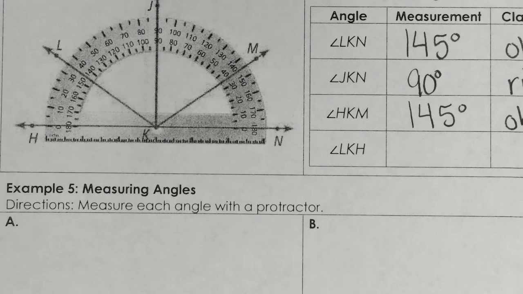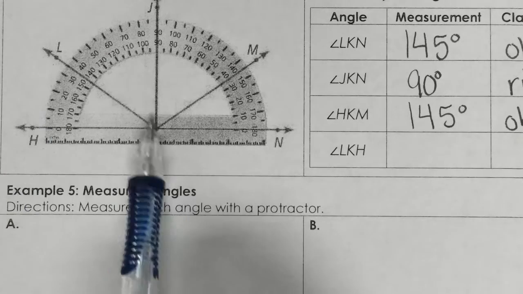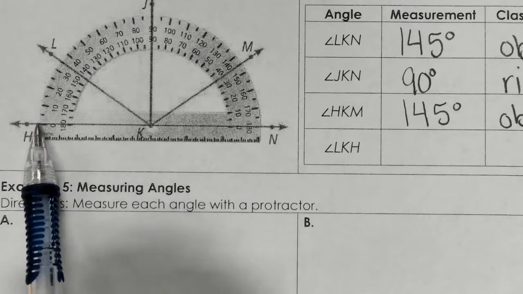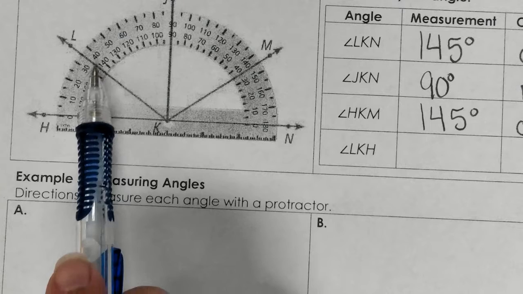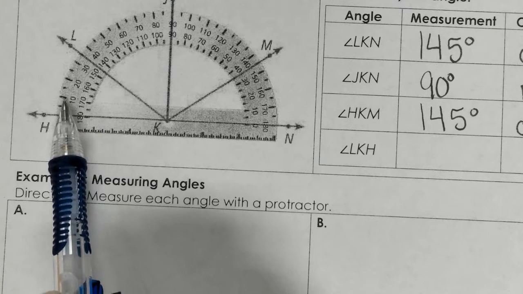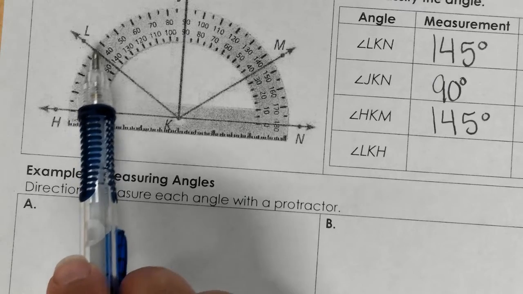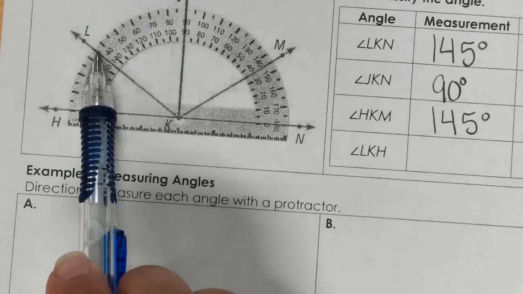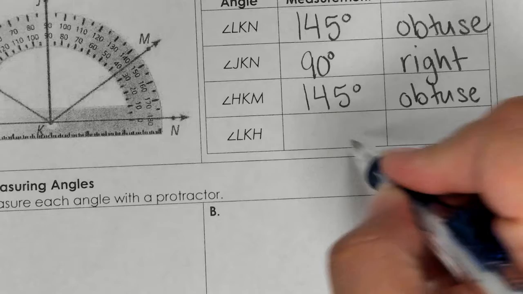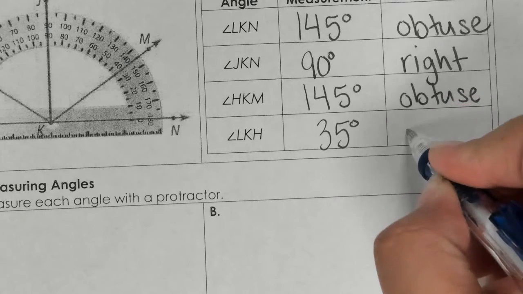And then lastly, we have LKH. So we're looking at this very small angle here. It would be less than 90. So we're going to look at the smaller numbers. And it lands between 30 and 40, and about halfway. So I'm going to go with 35 degrees. And this would be acute.